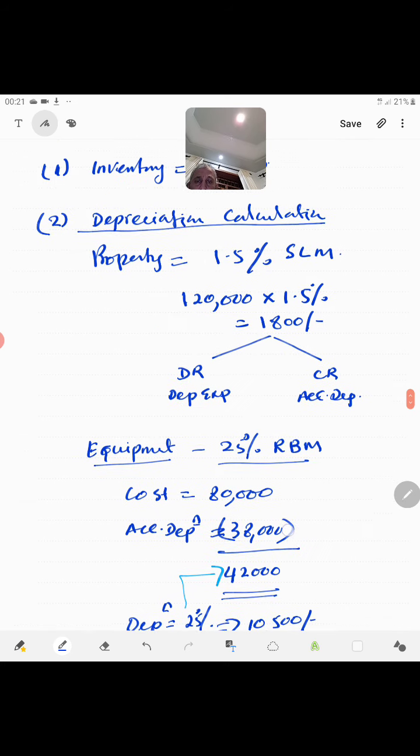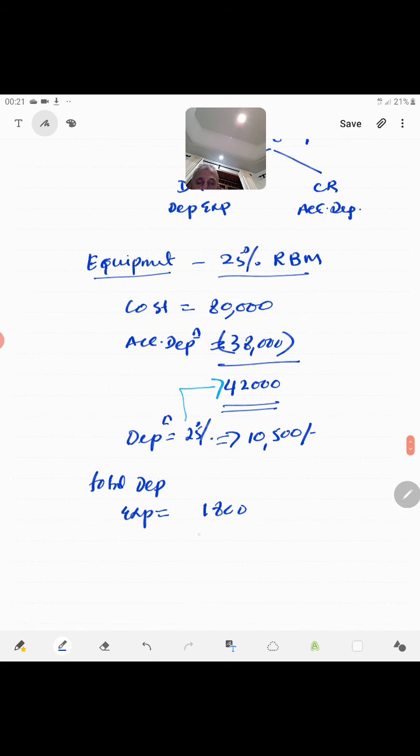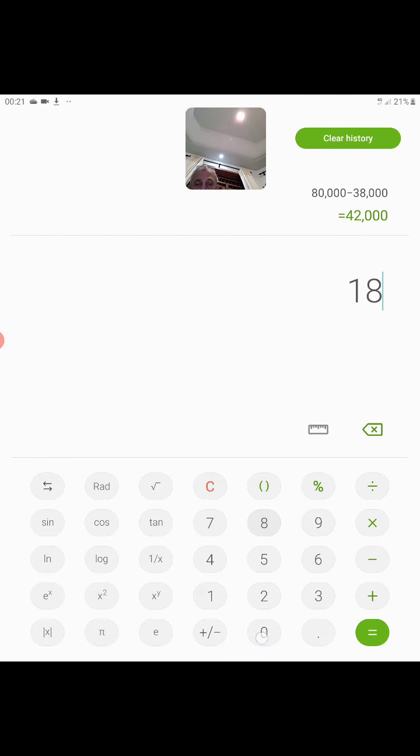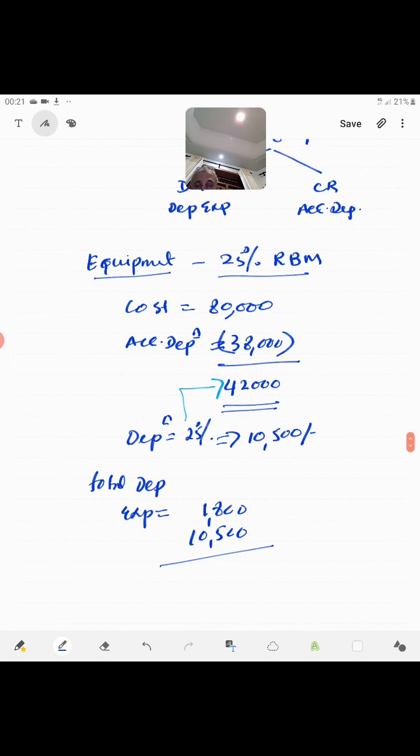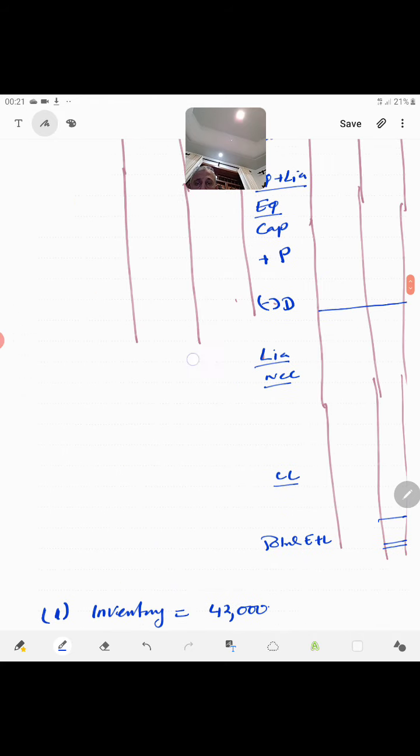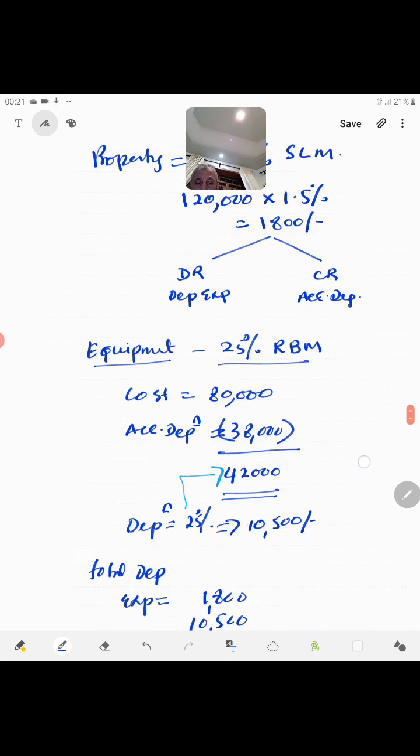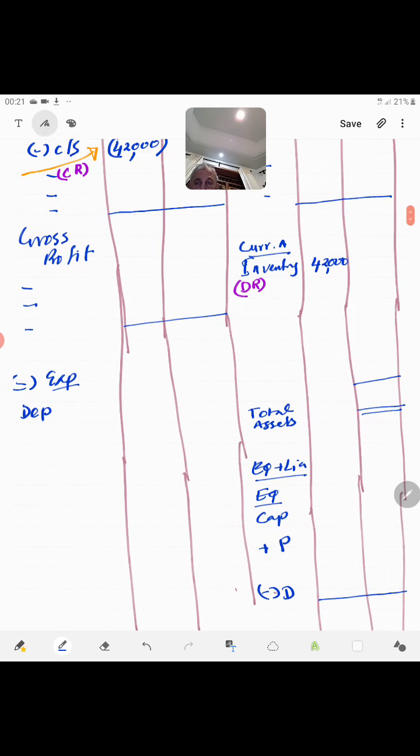So the total depreciation expense is $1,800 coming from property and 10,500 coming from equipment. The total of these two will be 1,800 plus 10,500, 12,300. So what we do now, we go back to our format of P&L. Under expense, we will take depreciation, and that depreciation is coming to 12,300.